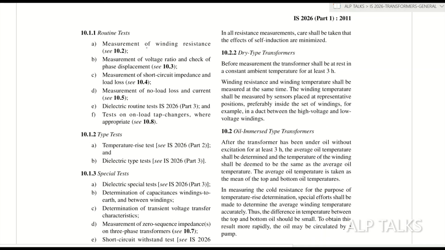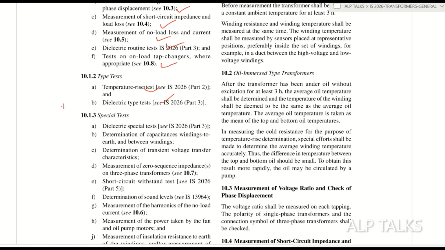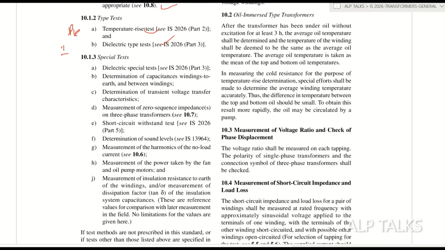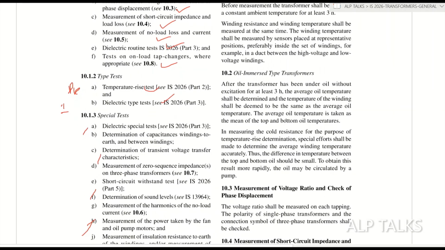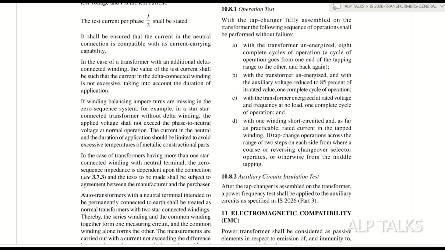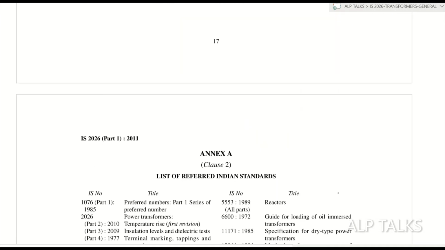These are some different tests: winding resistance, voltage ratio check, short circuit impedance, no load current, no load loss, dielectric test, tap changer test. Temperature rise and dielectric tests are some special tests. Generally impulse will come into this category. Temperature rise, that's okay. Even though the test is not there, as a manufacturer you should comply with everything. That's what good manufacturers will do. Yes, these are some different aspects, sound test and some others. Winding resistance, short circuit, these are all normal. I'm not going into the details that much because it may take more time.